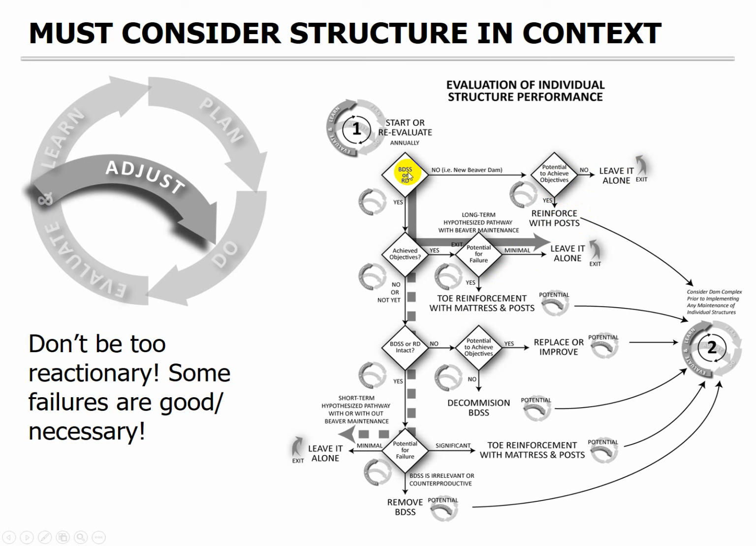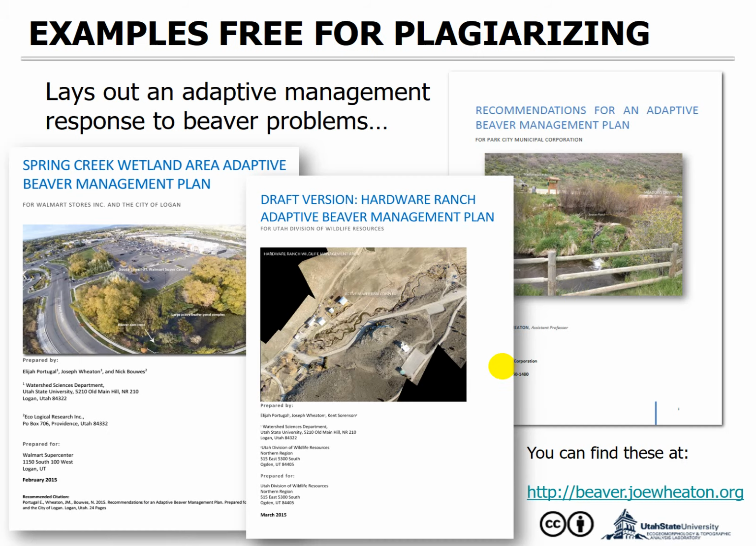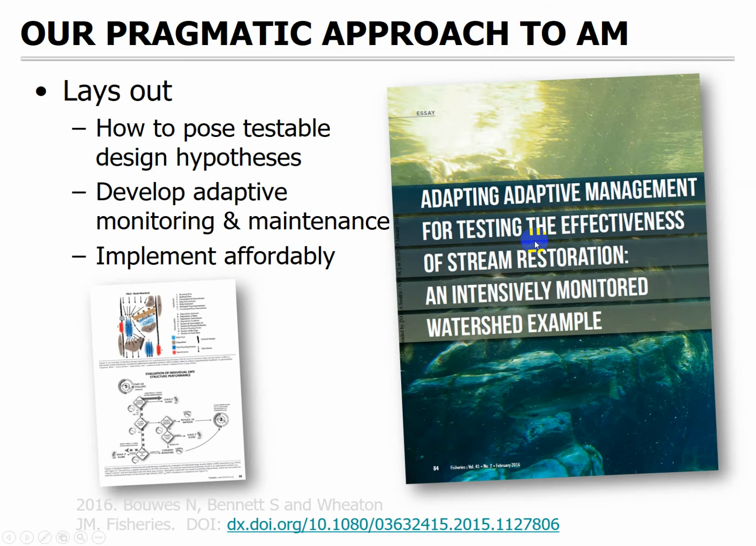Similarly here, if we're dealing with one of our structures and we ask if it's achieved its objectives, and then we look at failure, if there's minimal failure risk, we could leave it alone. If there is some failure risk and we don't want that, we could do some toe reinforcement with mattress and posts, right? So this is one example of working through how you could make tweaks to individual structures. Some different examples, some more generic examples you'll find in both this as well as in some of these adaptive management plans, okay?